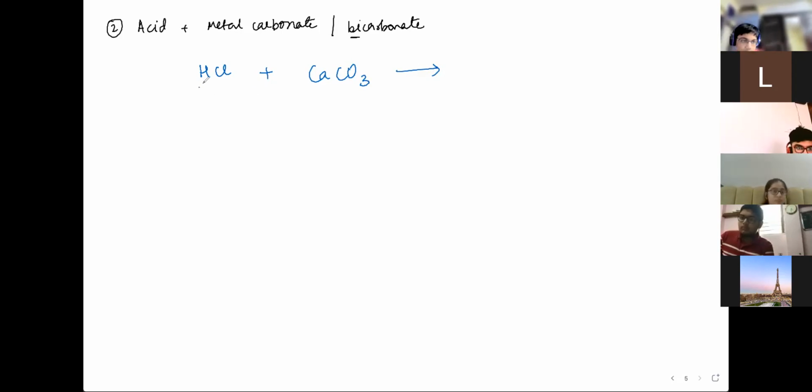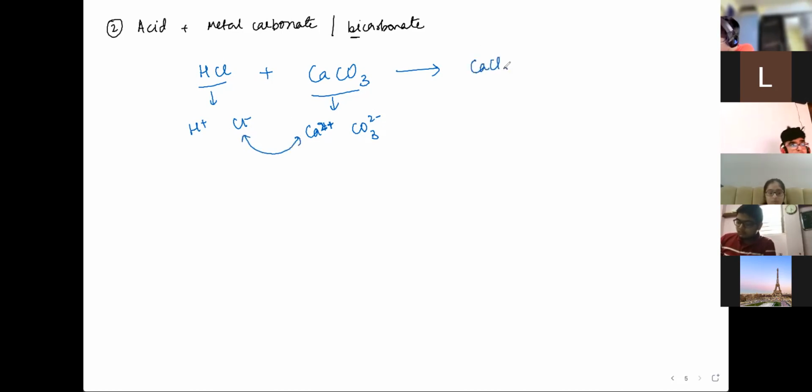Let's work it out. HCl, what ions do you get? H+ and Cl-. Okay. CaCO3, what ions do you get? Ca2+ and CO3 2-. What is the valency of calcium and carbonate? 2. Yeah, Ca 2+ and CO3 2-. Now, if the reaction has to take place, which ions will combine with each other? CaCl2, and what will the formula of the other product be?